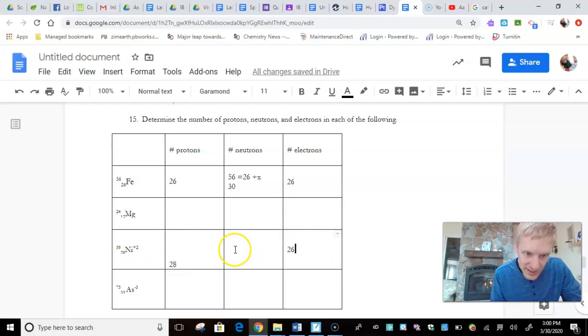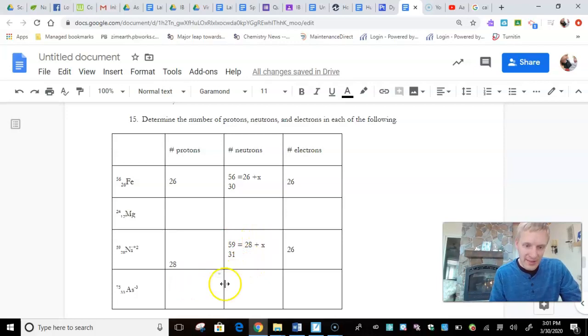And again, neutrons. I got to do my mass number of 59 equals 28 plus x. So 28, 38, 48, 58, 59, that's 31 if you subtract 28 from both sides.